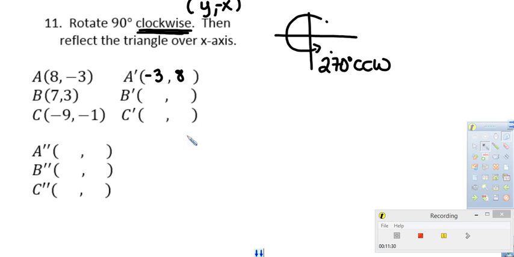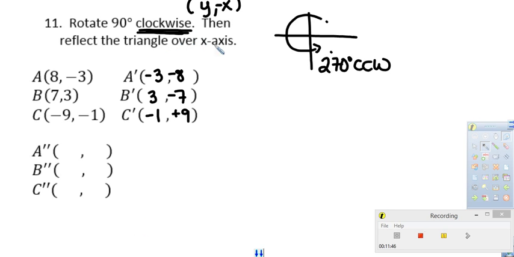Switch the x and y. Then negate the y spot. Switch them. Then negate the y spot. Switch them. Negate the y spot. Now we're done with our 90 degrees clockwise rotation.